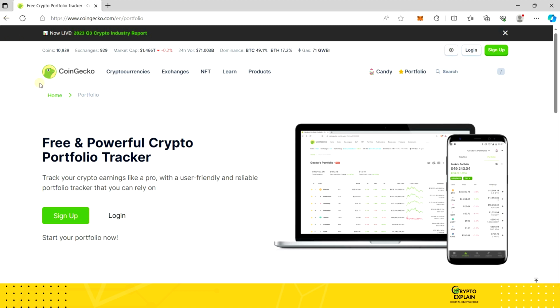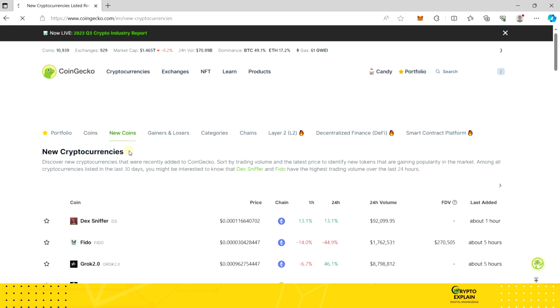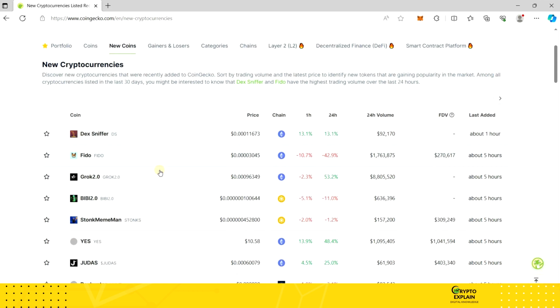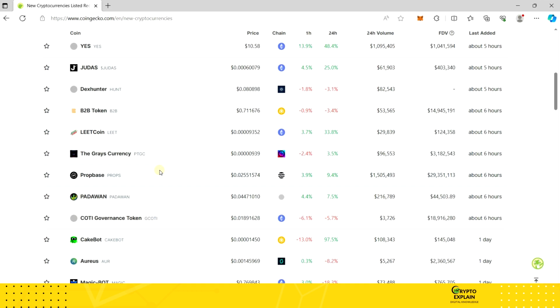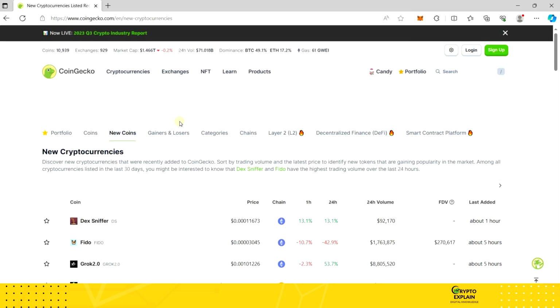However, I won't dwell too much on this option because a much more intriguing feature is the New Cryptocurrencies tab. Here, you'll find a list of coins that have recently been listed on exchanges included in the CoinGecko rankings. It's worth noting that the appearance of a coin here a few minutes ago doesn't necessarily mean you're among the first to buy it. Often, these coins already have a community but were just not ranked earlier.